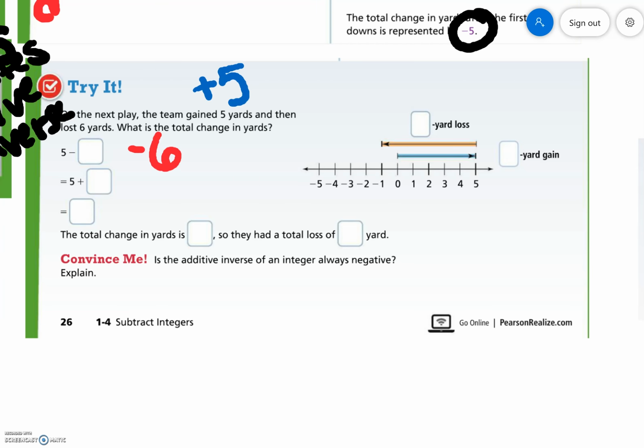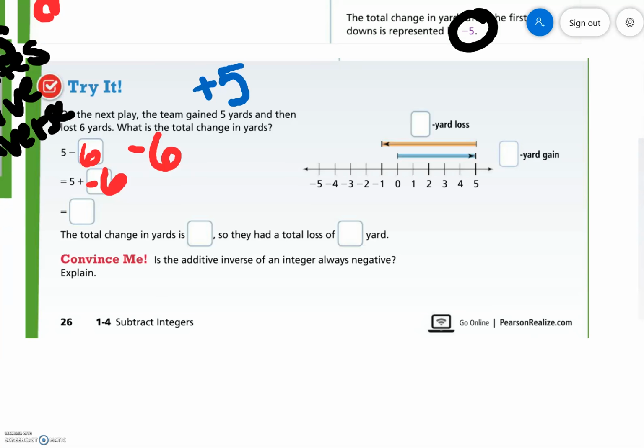Well, if we're starting with 5, we know we're subtracting 6. And we just talked about subtraction is the same thing as adding a negative. So instead of 5 minus 6, we could write 5 plus negative 6. Whatever you're more comfortable with.